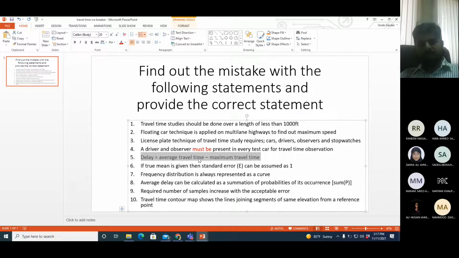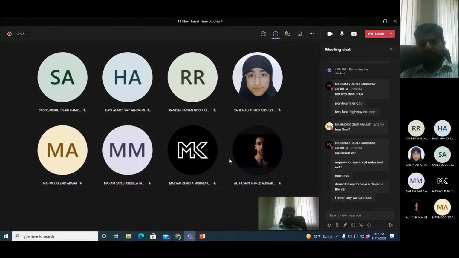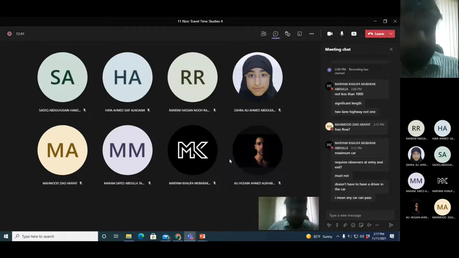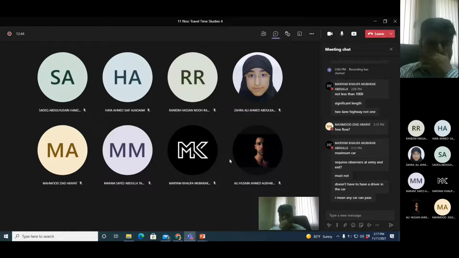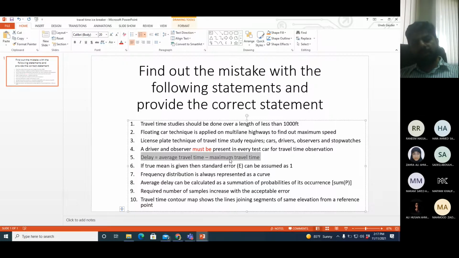Delay equals average travel time minus maximum travel time. Can you correct this statement? Delay equals average travel time minus maximum travel time. What's the problem with this statement? Anyone? Raneem? Mahmoud? Maram? The statement says delay equals average travel time minus maximum travel time.